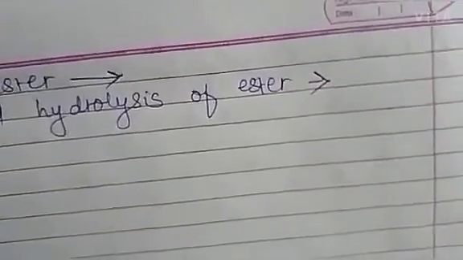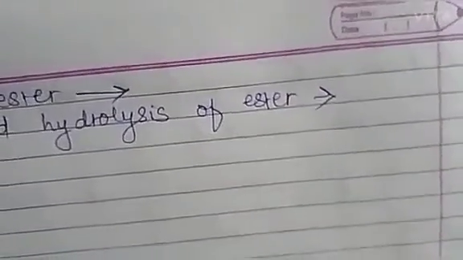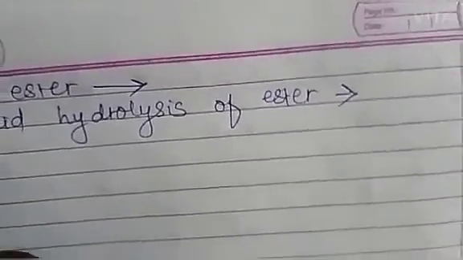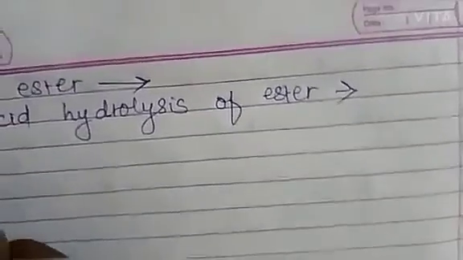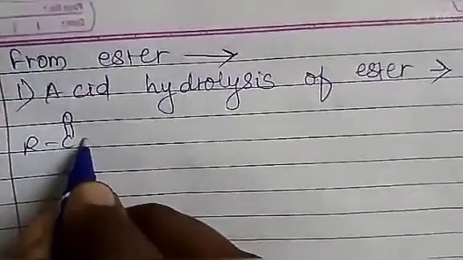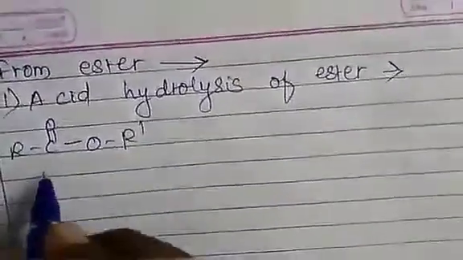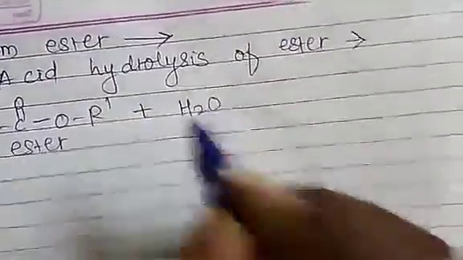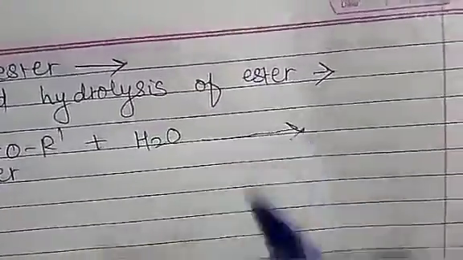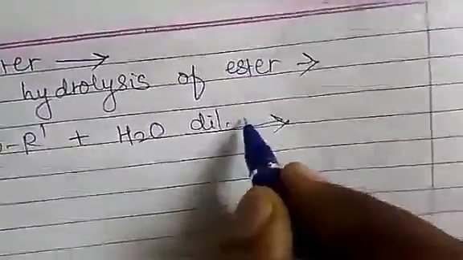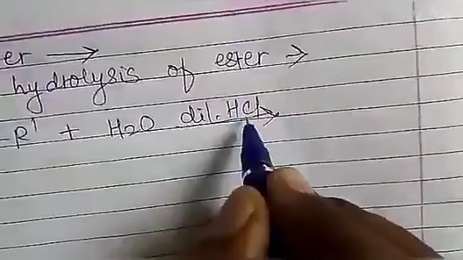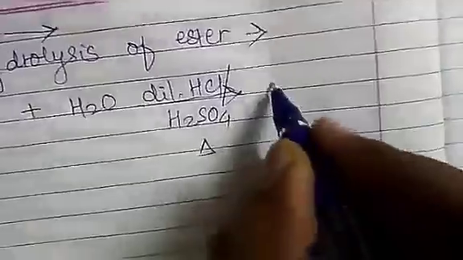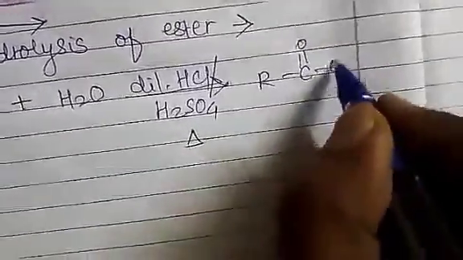Ester on acid hydrolysis in presence of a dilute mineral acid like HCl or H2SO4 gives the corresponding carboxylic acid. This is the simple statement of this reaction. Now we will see, this is the general molecular formula of ester. It goes on acid hydrolysis. Why is it called acid hydrolysis? Because it takes place in presence of dilute mineral acid. Either we can take here HCl or H2SO4, and it forms the corresponding carboxylic acid.